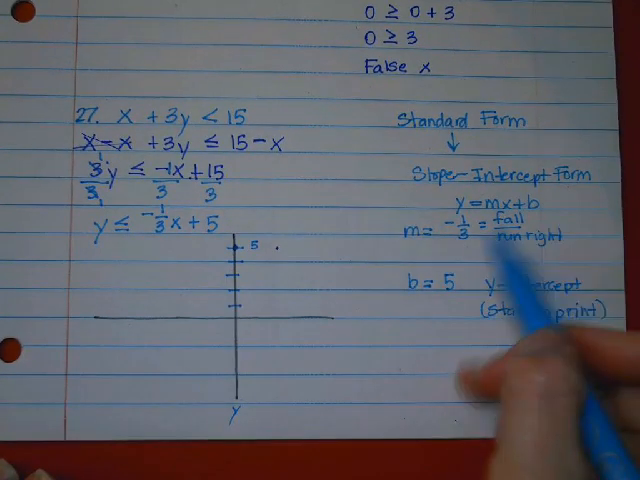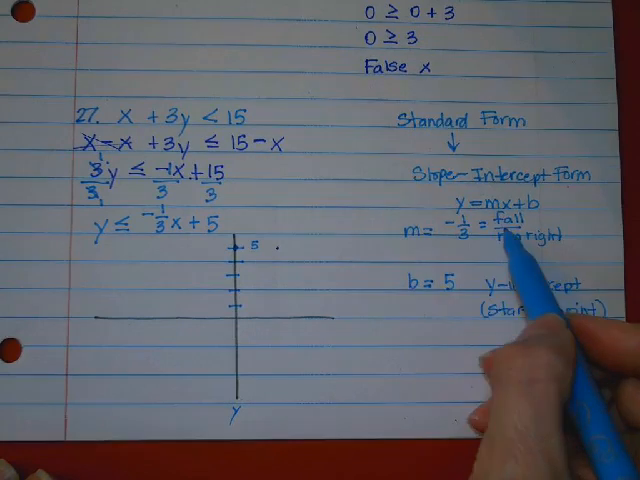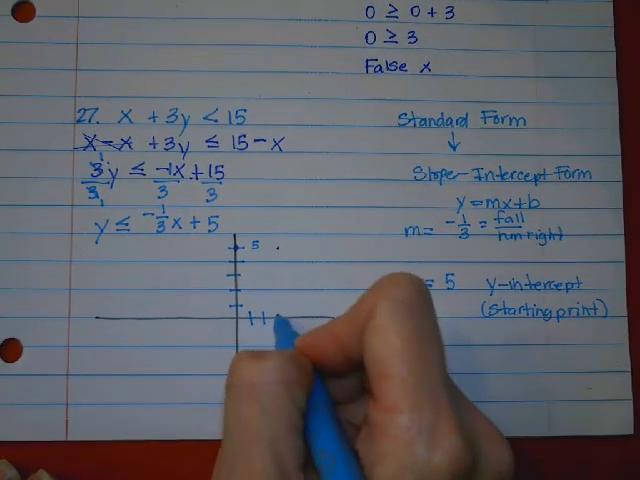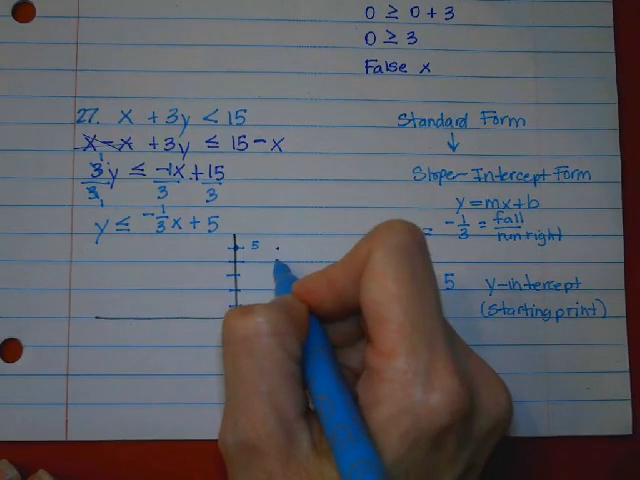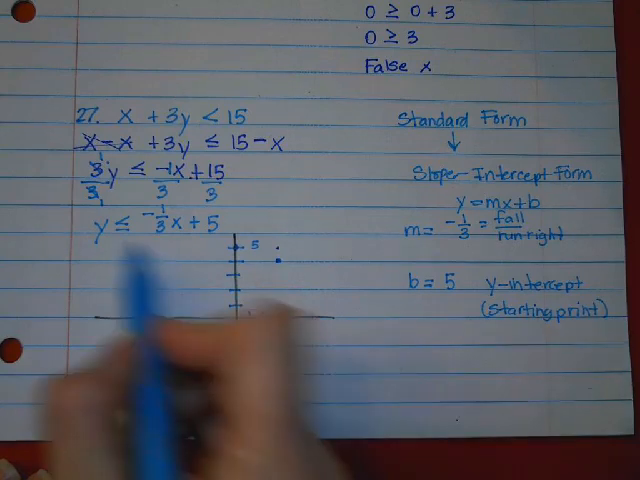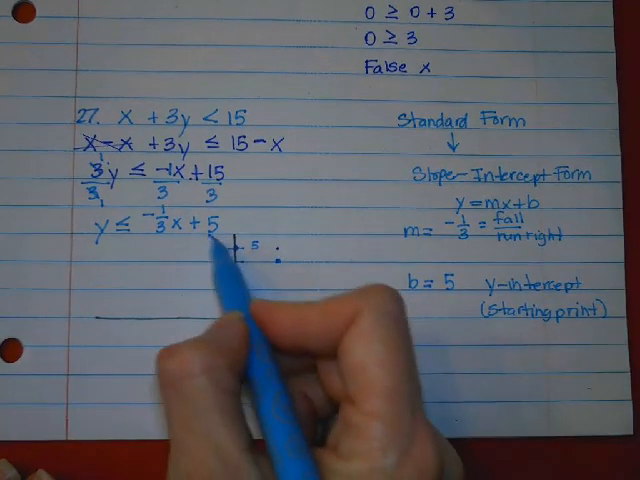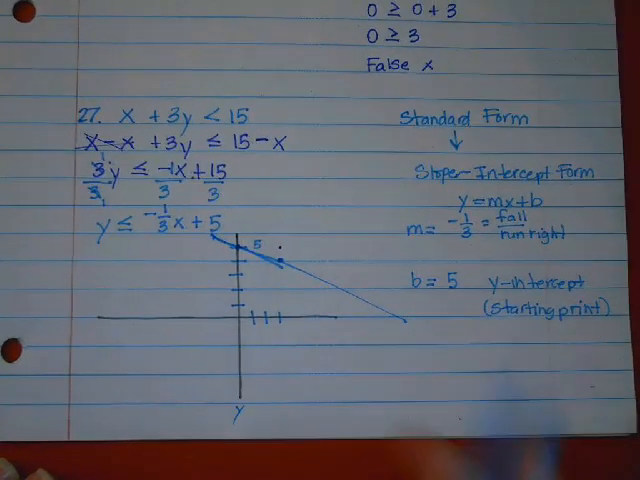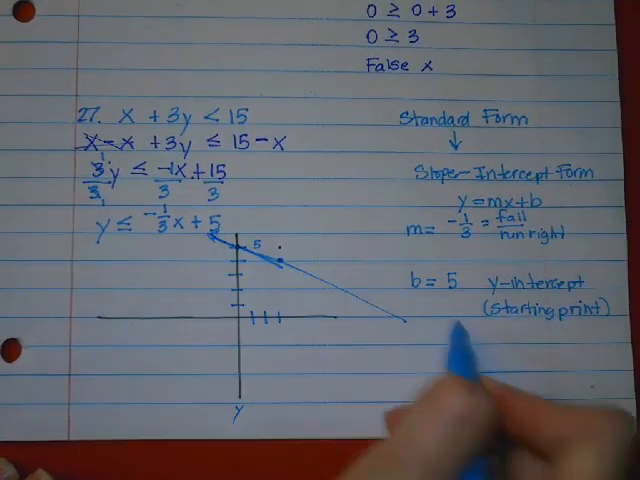My slope is negative 1/3. So I'm going to fall 1 and then I'll run right 1, 2, 3. So I'm going to fall 1 and run right 3. Will my line be solid or dotted, Isaiah? That's correct. I've got this equal to bar, solid line under my inequality, which means I'm going to have a solid line. There we go. Try to make that a little bit better for you guys.